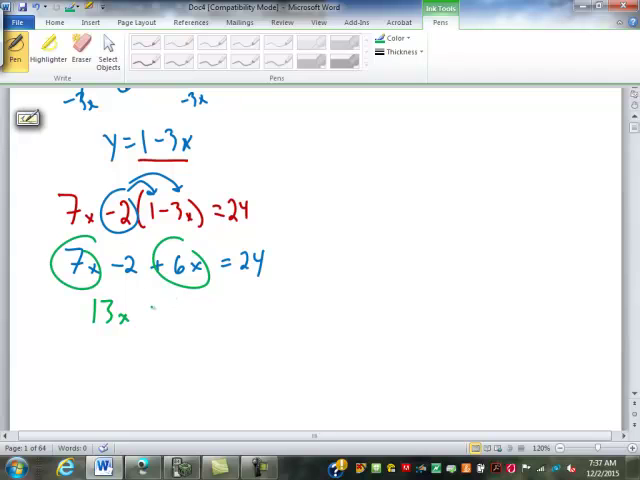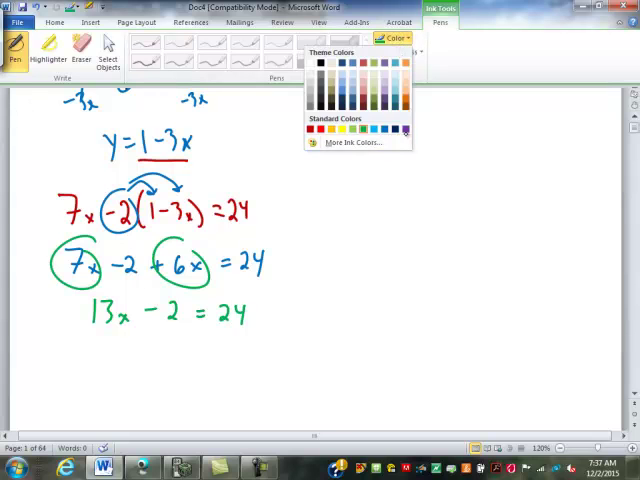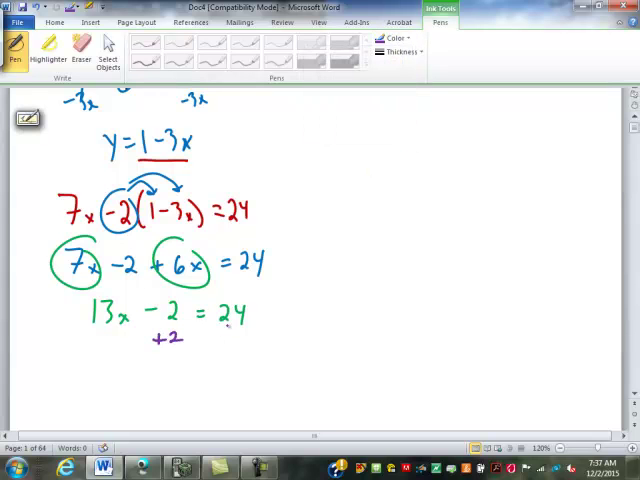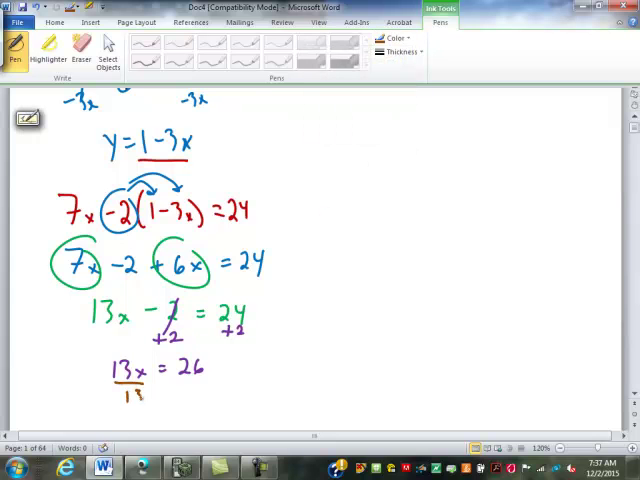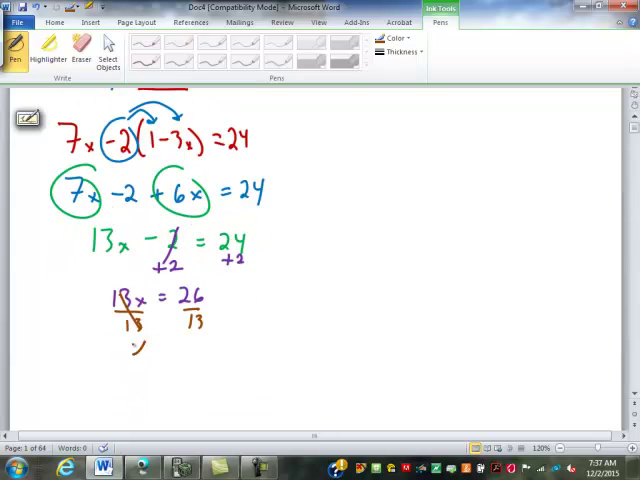So 7x and 6x make 13x. Minus 2 is 24. And then add 2. 13x equals 26. And yeah, we'll divide by the 13. So x equals 2.